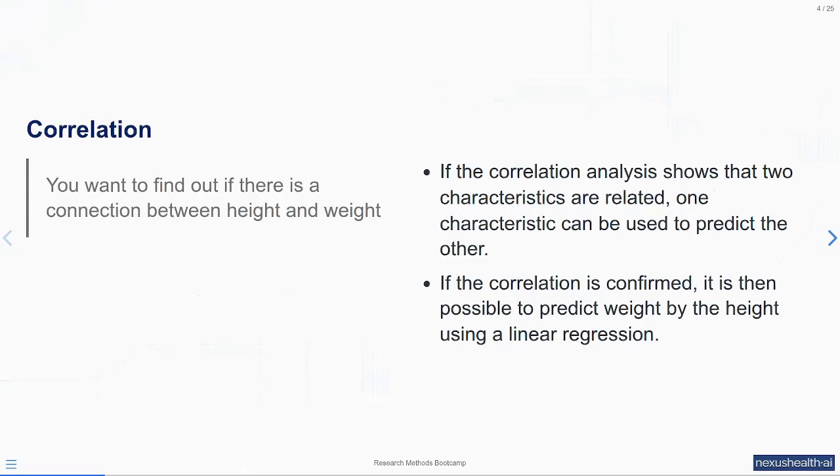For example, suppose one wanted to find out the connection between height and weight. Correlation analysis can show us if these two characteristics are related, and if they are related, it implies that we can use one of them to predict the other. Therefore, if the correlation between height and weight is confirmed, it is then possible for us to predict the weight given the height using a linear regression model.